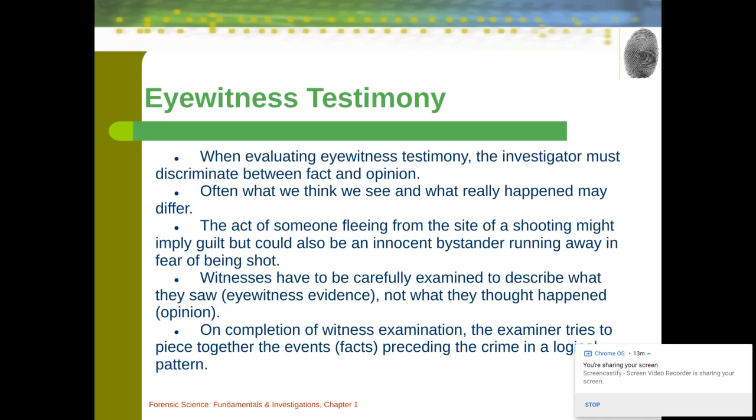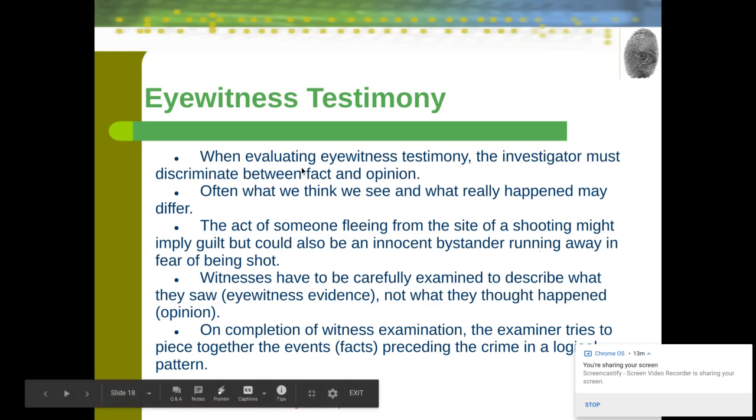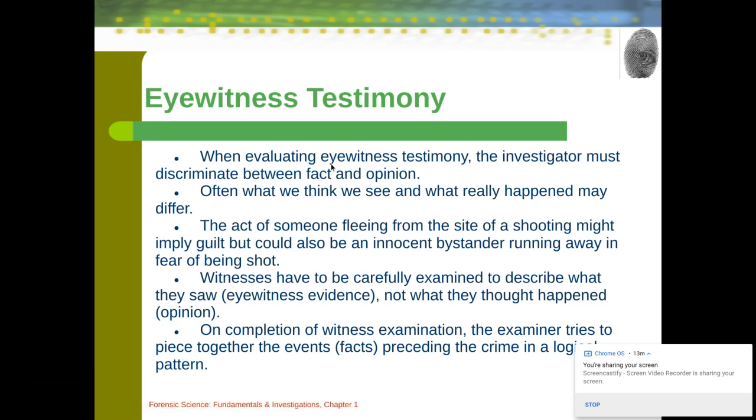So, eyewitness testimony. When we're looking at eyewitnesses, you have to be able to distinguish between fact and opinion. So, this is really, really important. Fact is something that can be verified, is absolutely true, can be proven, versus your opinion. So often we think we see what really happened. What we think we see and what really happened might differ. So I think I saw this happen, but maybe it was my brain just filling in some gaps, right?